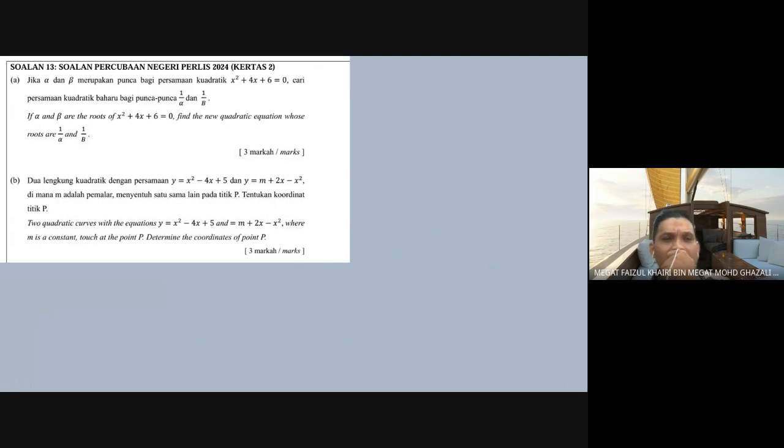Okay, teacher. If alpha and beta are roots of that equation, then we want the equation whose roots are 1 over alpha and 1 over beta. So x squared minus (sum of roots) x plus product of roots. Is this the sum of roots and product of roots, am I right? Yes. So then compare with x squared plus 4x plus 6 equal to 0.